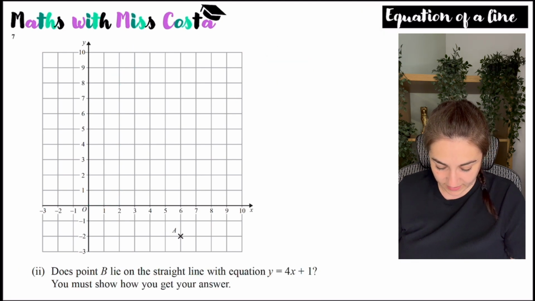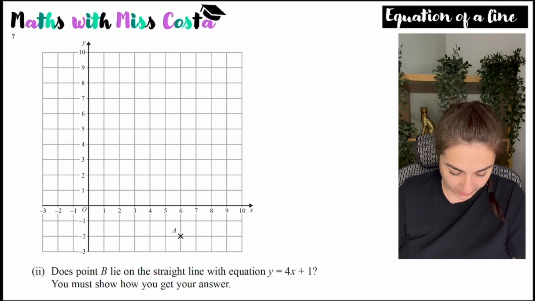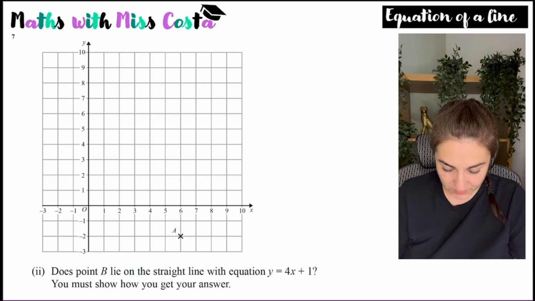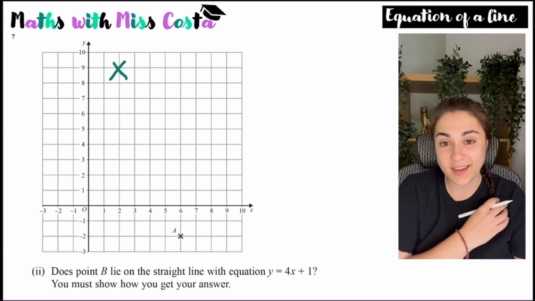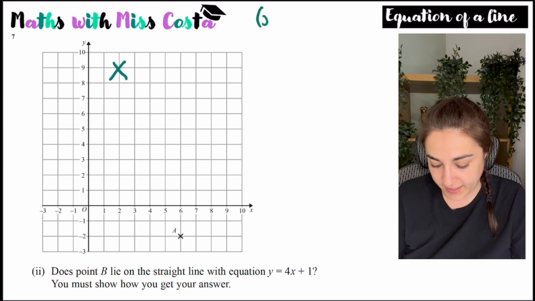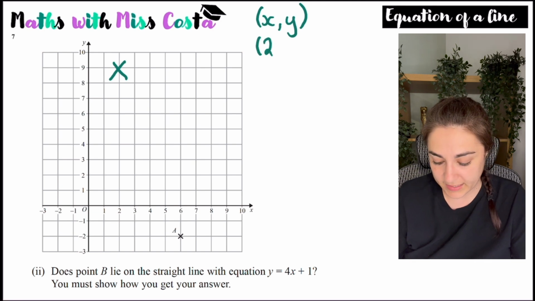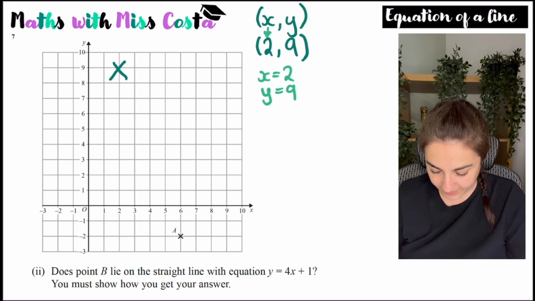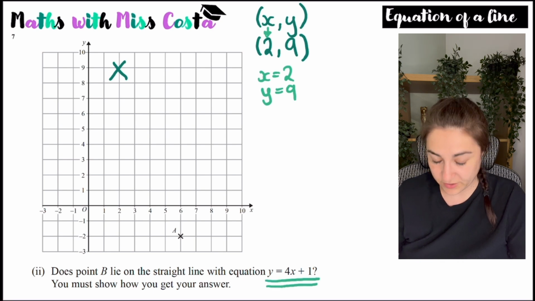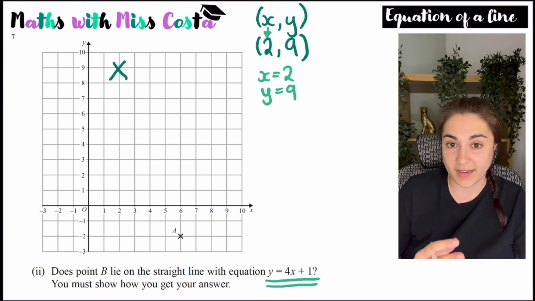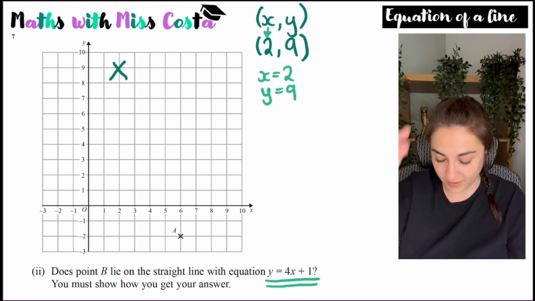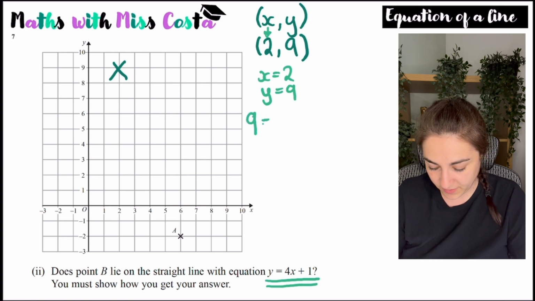Next, it says, does B lie on the straight line with equation y equals 4x plus 1? B was the coordinate 2, 9, so let's just replot it. To check if a coordinate lies on a line, remember it's the X coordinate first, then the Y coordinate. So for the coordinate 2, 9, x is equal to 2 and the y coordinate is 9. So in the straight line with the equation y equals 4x plus 1, 9 must equal 4 times x, which is 2, plus 1. So we can substitute that in. So 9 equals 4 times 2 plus 1.